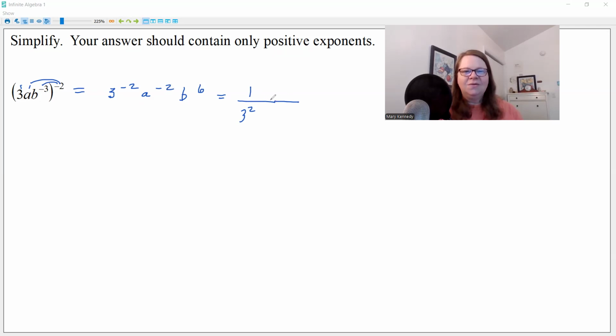A to the -2 would be 1 over a squared. And then b to the 6th is fine. So it can stay on the top. So 1 times b to the 6th or just b to the 6th.